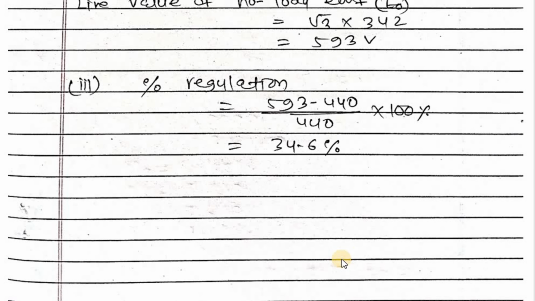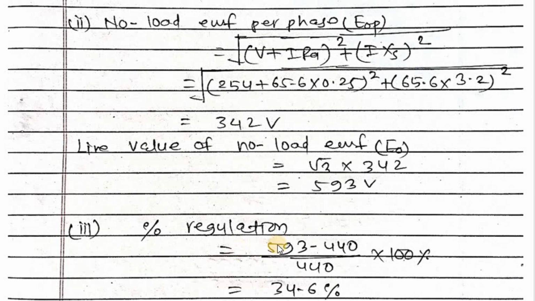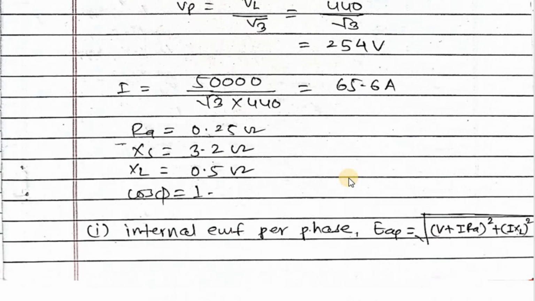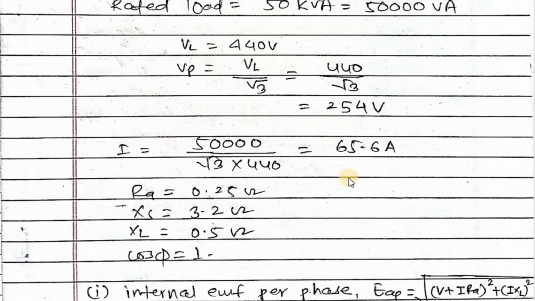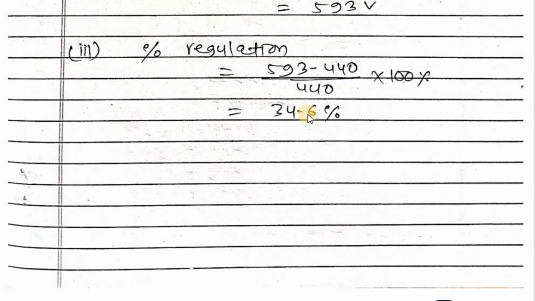And the last one is regulation. Regulation is 593 minus 440, where this 440 is already given in the question as the line voltage, and then we get 34.6 percent.